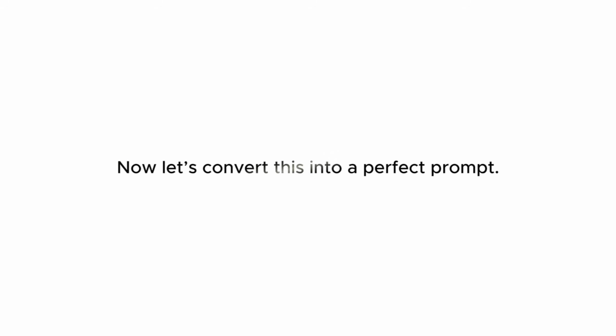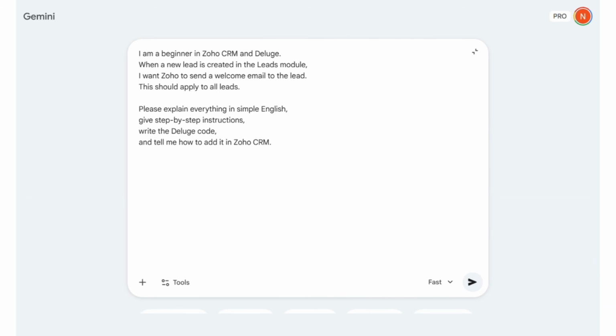Now let's convert this into a perfect prompt. You say to AI, I am a beginner in Zoho CRM and Deluge. When a new lead is created in the Leads module, I want Zoho to send a welcome email to the lead. This should apply to all leads. Please explain everything in simple English, give step-by-step instructions, write the Deluge code, and tell me how to add it in Zoho CRM. This is a perfect vibe coding prompt.